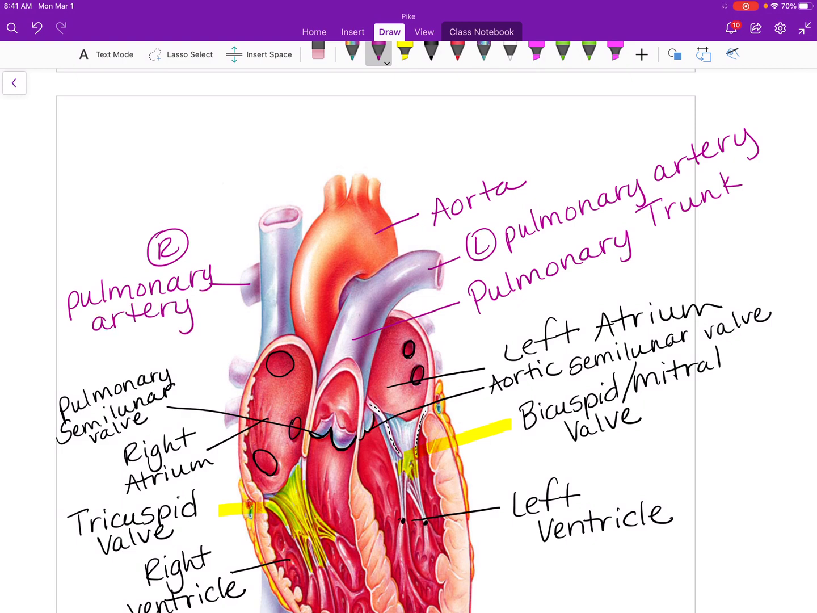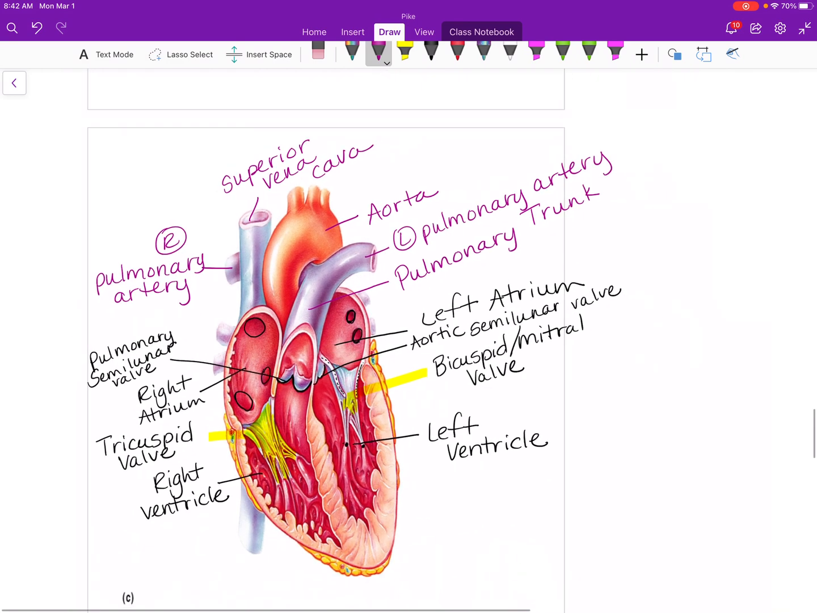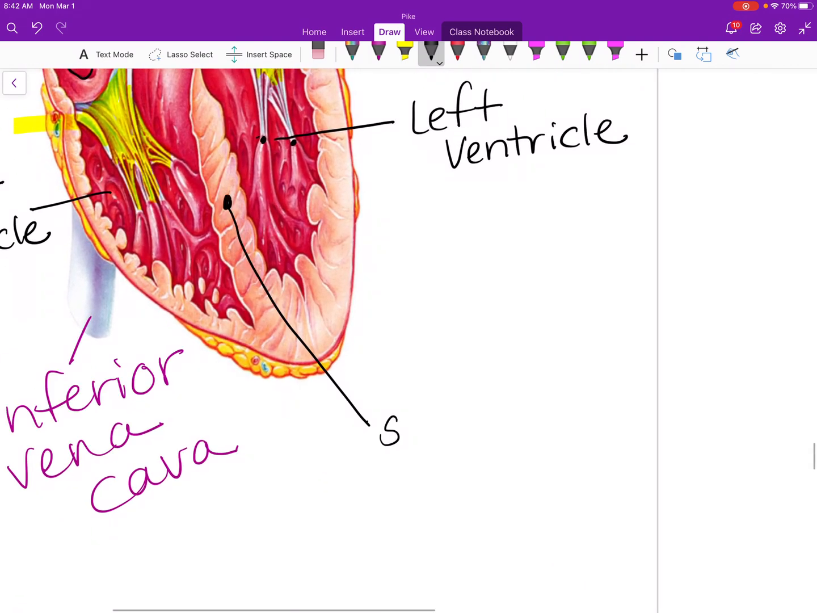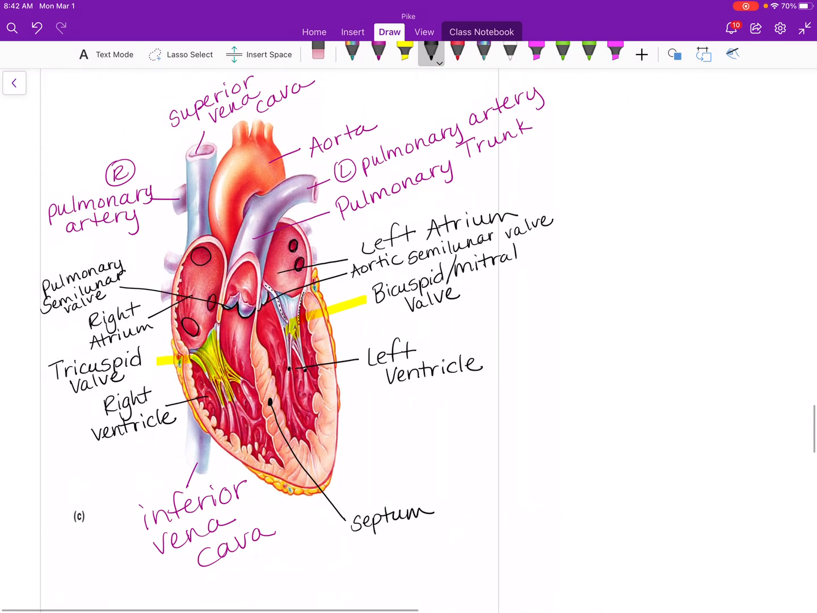The right pulmonary artery. And then up here we have the superior vena cava. And then down here we have the inferior vena cava. And then last, I'm going to point to this wall all the way down the middle of the heart, and that wall is the septum. The septum.